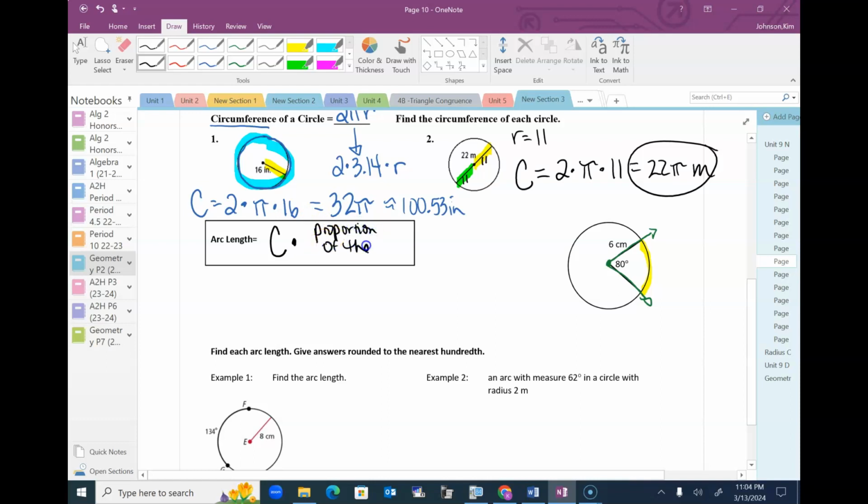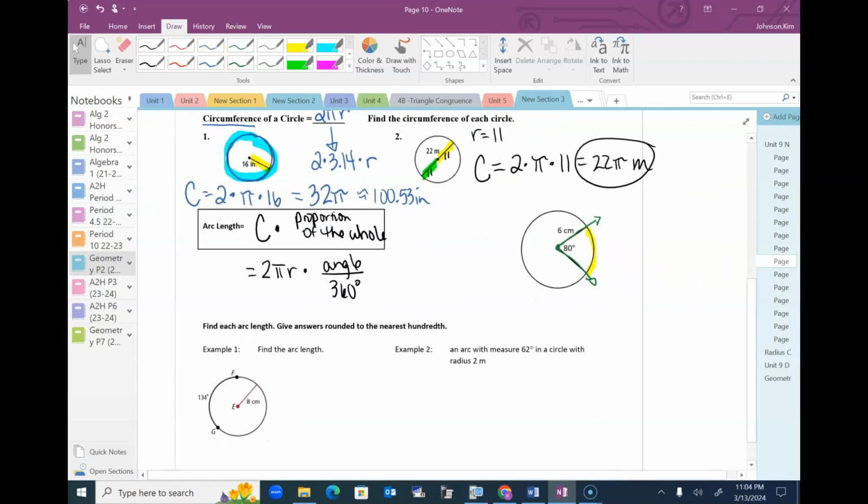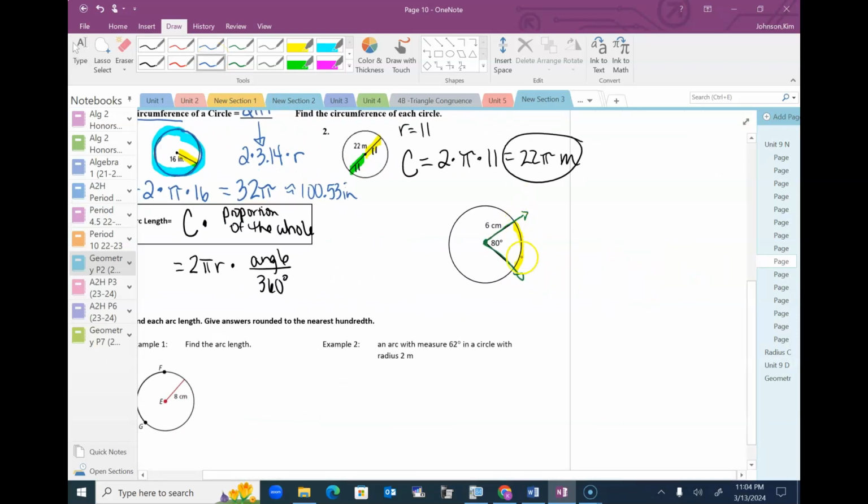Mathematically, that's going to look like 2 pi r multiplied by our angle out of 360. So in this problem, with this example, the length of this yellow piece, we're going to label as S. A lot of times we like to use S as our arc length.